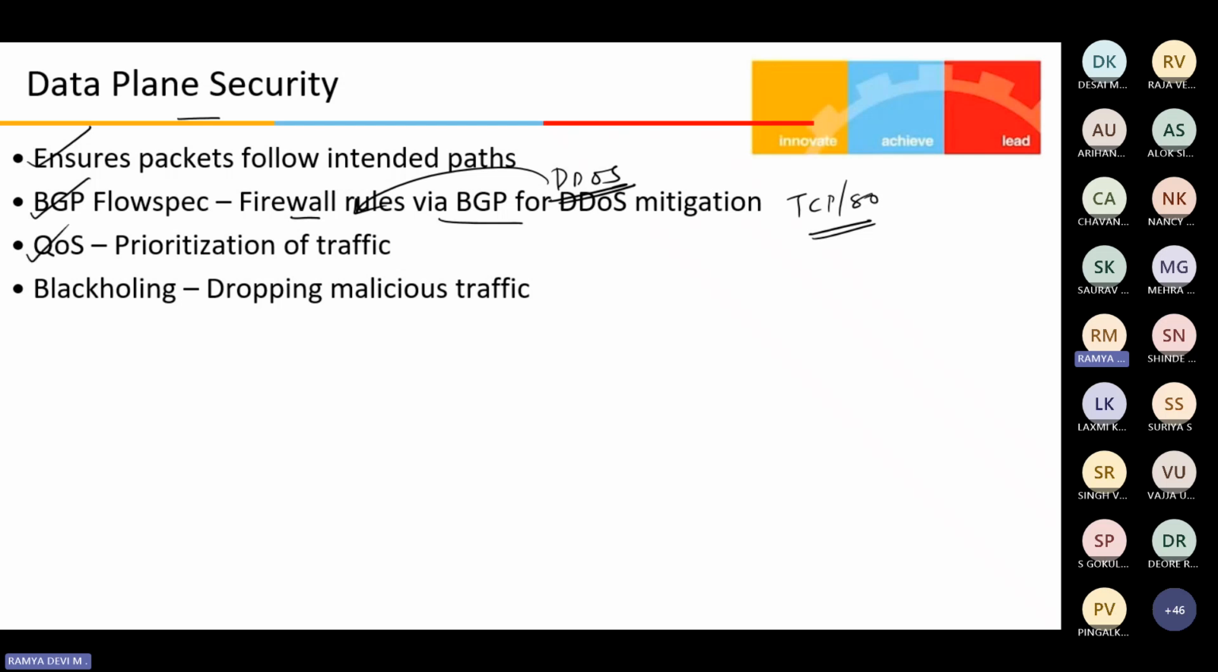And the third one is quality of service. Prioritization can be given for the traffic. This can ensure critical traffic like VoIP, video conferencing, or financial transactions is prioritized over other traffic. It can protect key services from degradation.